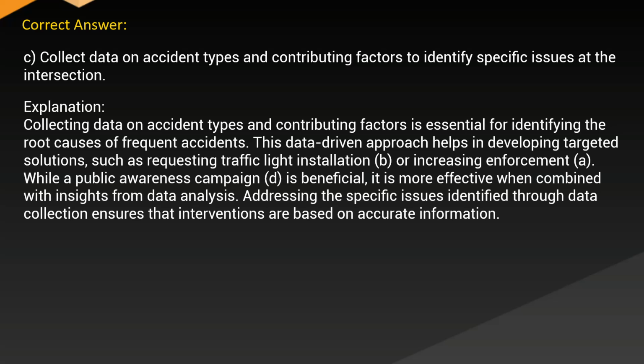Correct answer. C. Collect data on accident types and contributing factors to identify specific issues at the intersection. Explanation. Collecting data on accident types and contributing factors is essential for identifying the root causes of frequent accidents. This data-driven approach helps in developing targeted solutions, such as requesting traffic light installation, B, or increasing enforcement, A. While a public awareness campaign, D, is beneficial, it is more effective when combined with insights from data analysis. Addressing the specific issues identified through data collection ensures that interventions are based on accurate information.